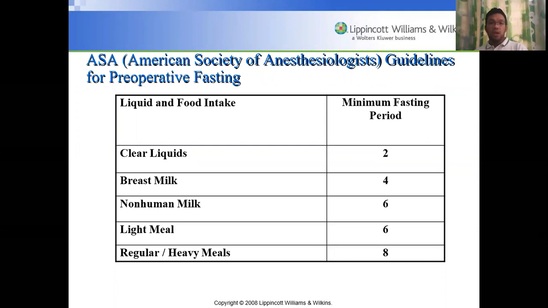ASA, American Society of Anesthesiologists Guidelines for Pre-Op Fasting. So, liquid and food intake, minimum fasting period. For clear liquids, they can drink clear liquids 2 hours prior to the surgery. Breast milk 4 hours before surgery. Non-human milk 6 hours. Light meals 6 hours prior to the surgery. Regular and heavy meals 8 hours prior to the surgery.